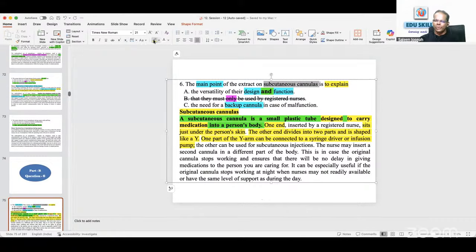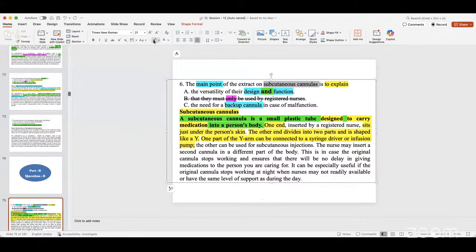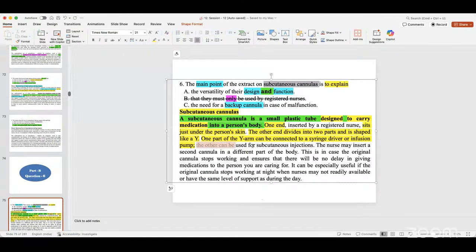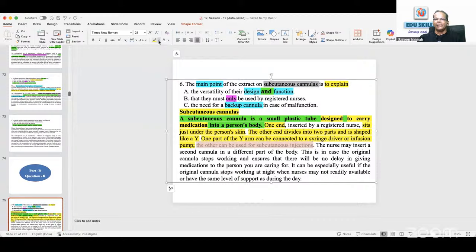Now they are in the second portion. They are speaking about a backup cannula, a second cannula. Is that the main point of the paragraph? No. They are also saying the nurse may insert. It's not must. It's not the main point. It's a secondary thing. Here you see one end sits just under the person's skin, the other end then divides into two parts and is shaped like a Y. All this is speaking about design, right? Yes. The other can be used for subcutaneous injections. That is a function. So the whole portion is explaining this topic sentence.